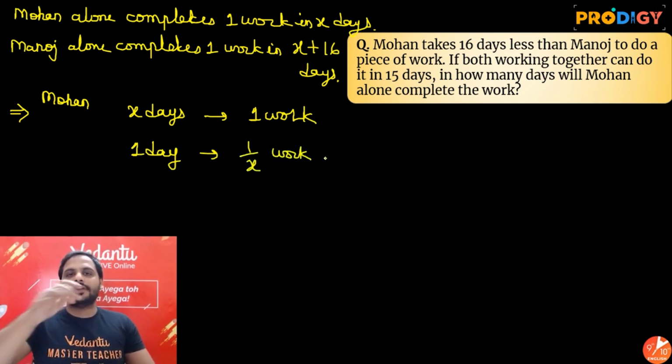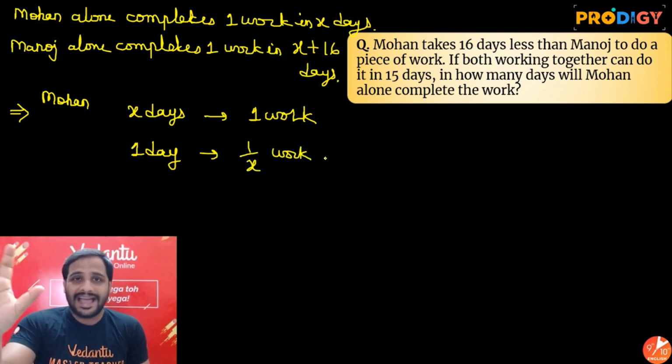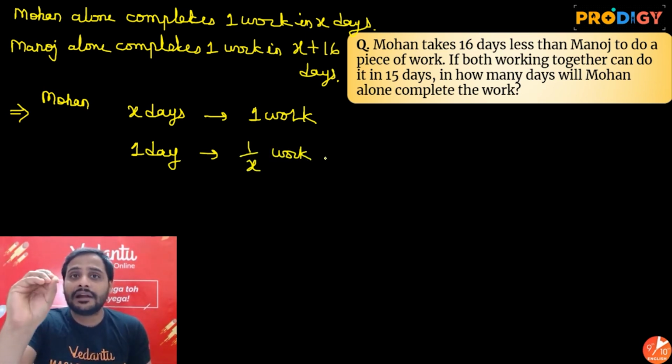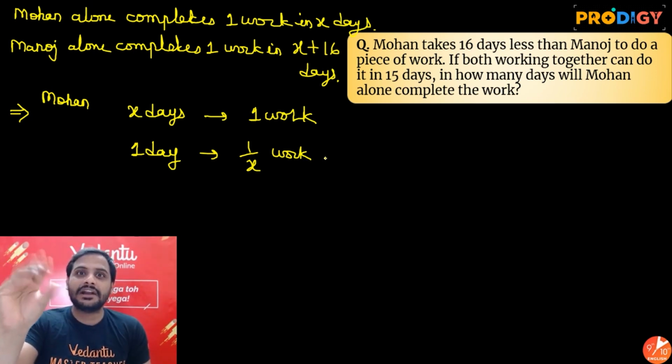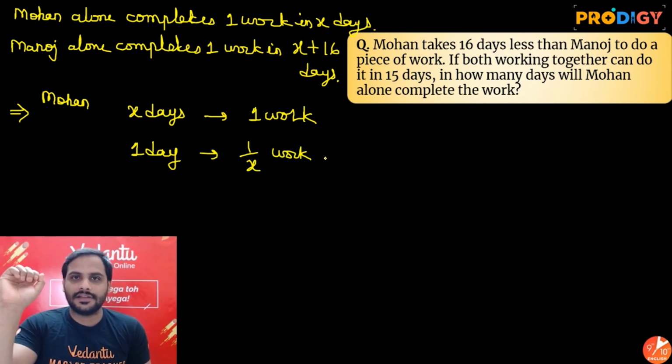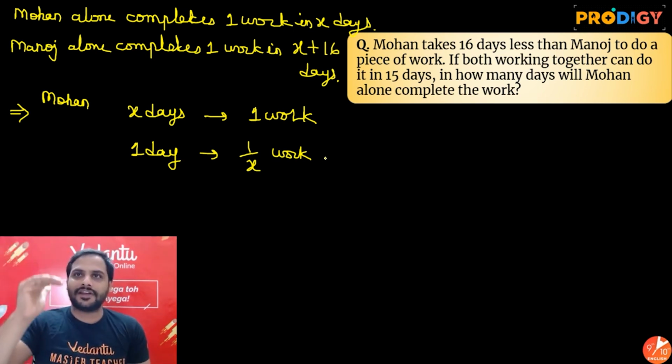For example, let's say I have a work of making 100 chairs and I completed that work in 10 days. So how many chairs do I make every day? You'll say simple, sir. 100 chairs is your work, the number of days is 10. Work divided by time.